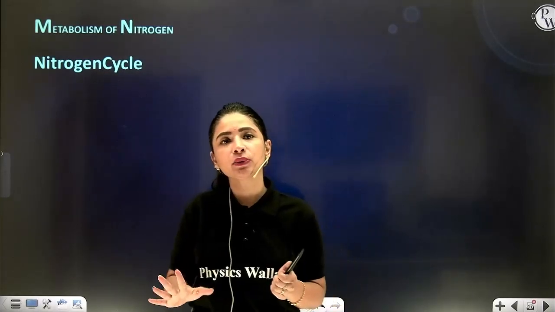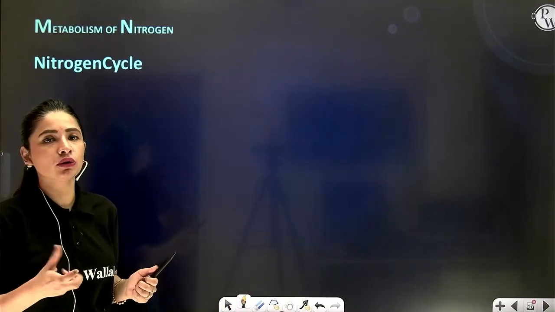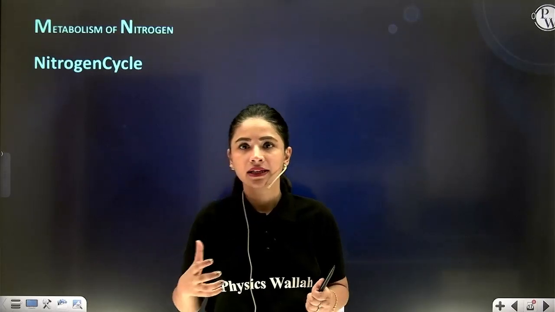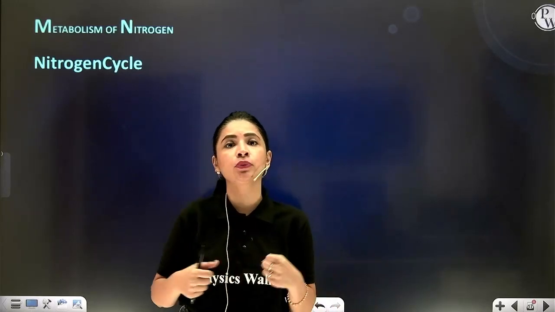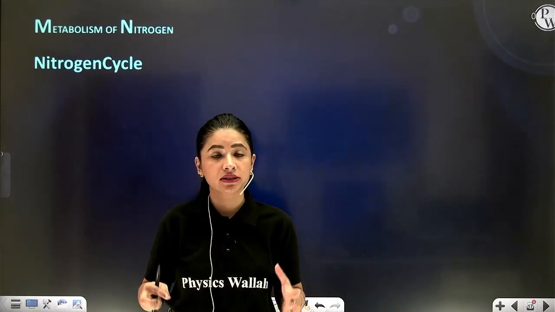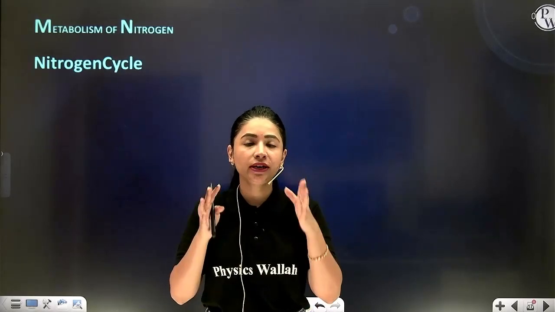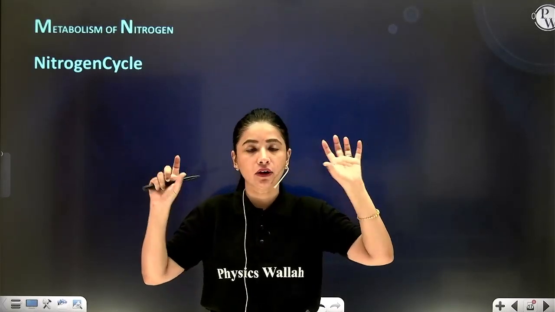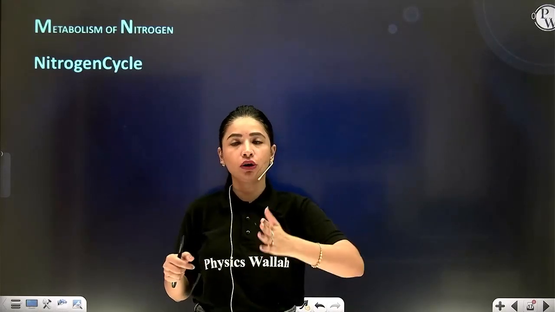So before starting with the nitrogen metabolism, there are 3 to 4 points which you should know related to nitrogen. First of all, nitrogen is a divalent molecule. The two nitrogen atoms join together with the help of 3 covalent bonds. As a result, the dissociation energy of the nitrogen molecule is quite high. If you want to separate both the atoms of nitrogen, then you have to provide a high amount of energy in order to break all those 3 covalent bonds.